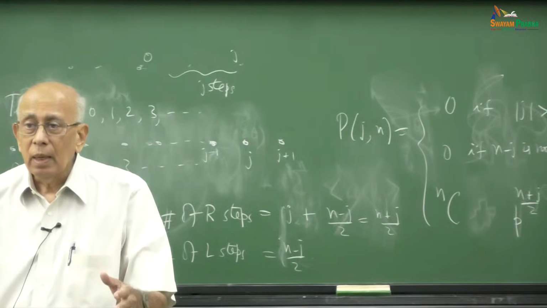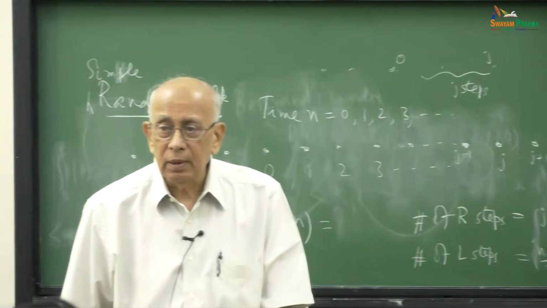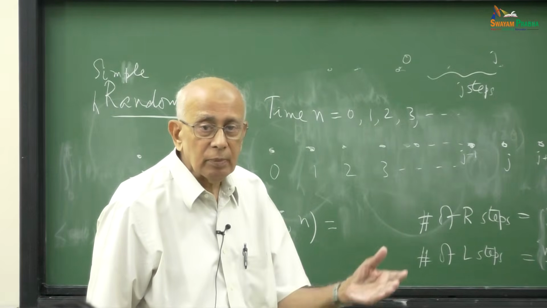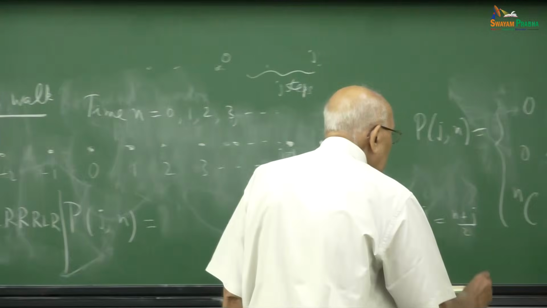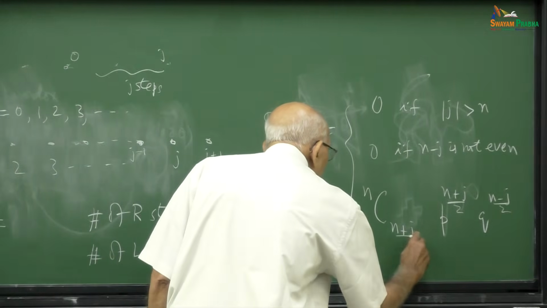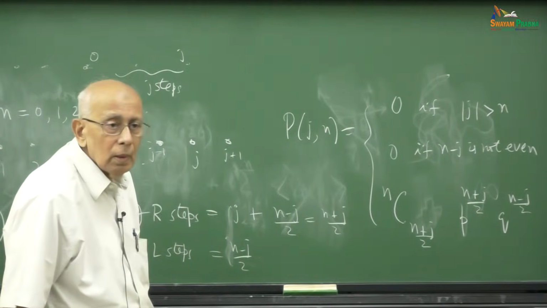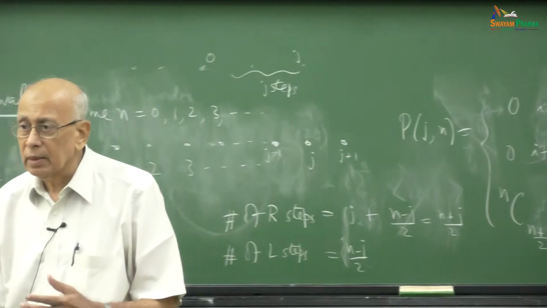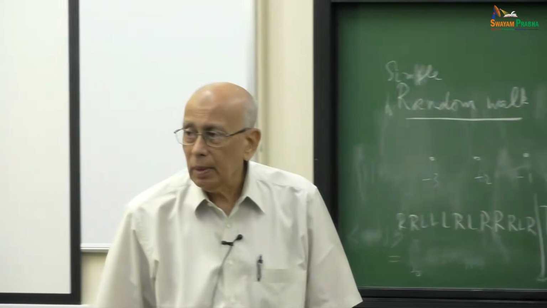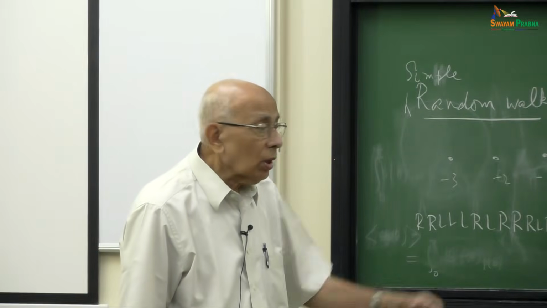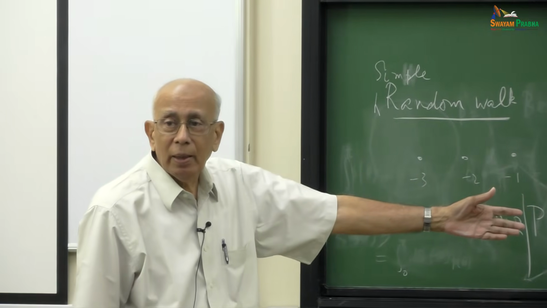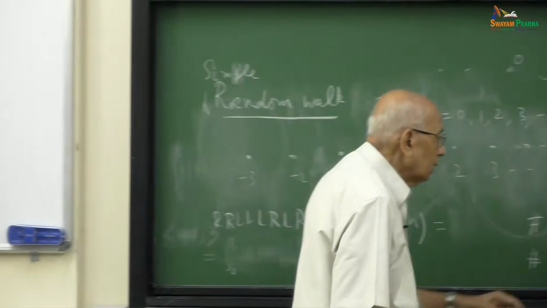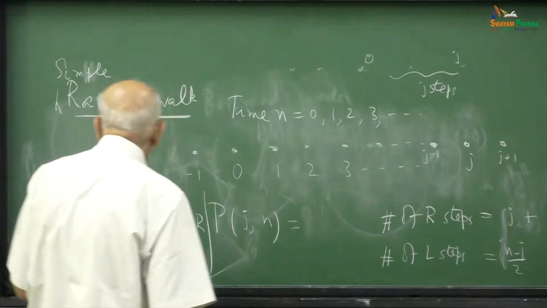Out of n steps, n plus j over 2 must be right steps. The number of ways of choosing n plus j over 2 right steps out of n steps. That's nC n plus j over 2. You could have written this as nC n minus j over 2. It doesn't matter because nCr is the same as nC n minus r. What sort of distribution is that? The binomial distribution. What's our translation now between the random walk problem and the earlier coin tossing problem?